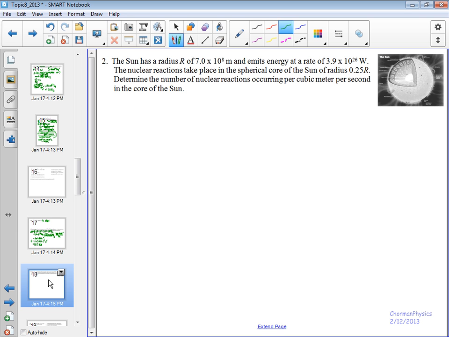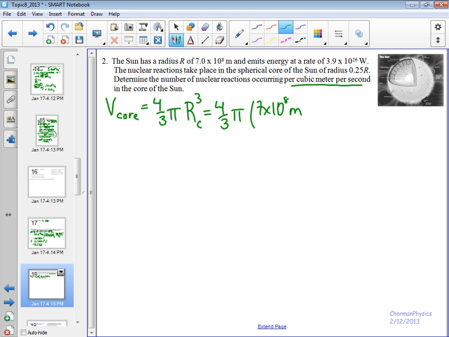But let's quickly figure out the volume of the core. We do need that since we're basically figuring out a reaction density here. It's going to be 4/3 pi r cubed, and this is going to be the radius of the core, so I'll label it as such. When we figure this out, it's going to be 4/3 pi times 7 times 10 to the 8th meters divided by 4. So there we go, the volume that we are going to be working with is this.